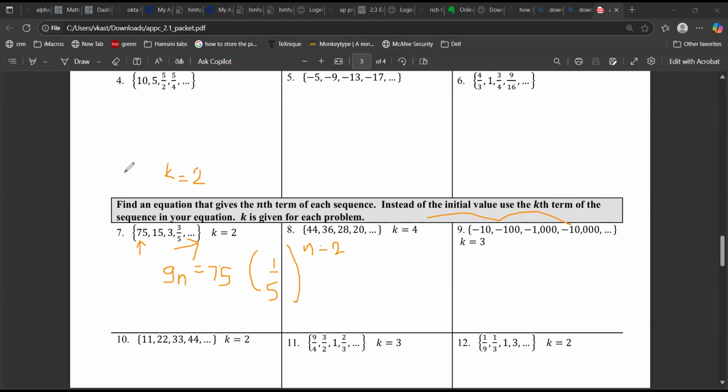Wait. Find an equation that gives the nth term of each sequence. Instead of the initial value, use the kth term. See, okay. Instead of the initial value, use the kth term means use the second term of the sequence. Which is the second term of the sequence? Which is the second term of the sequence? We'll use that. Oh, yeah. Well, is my answer correct?